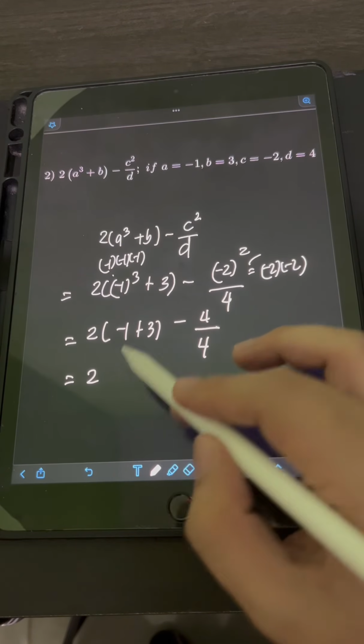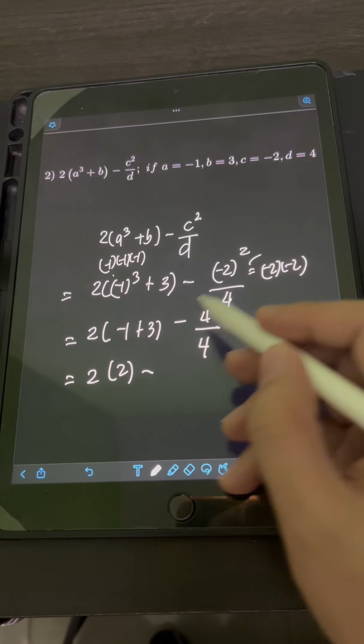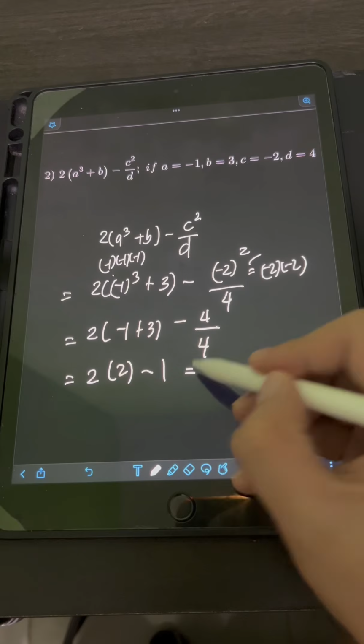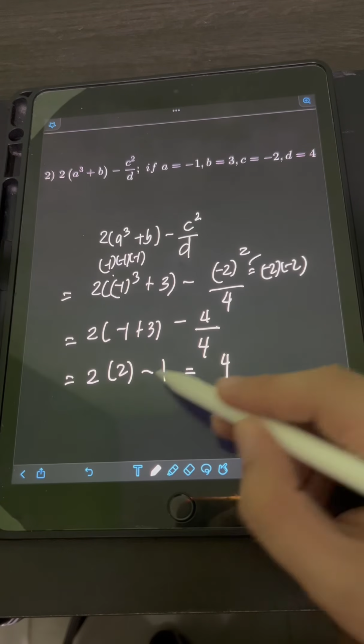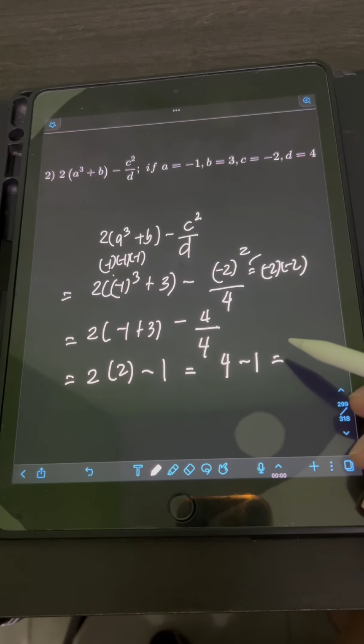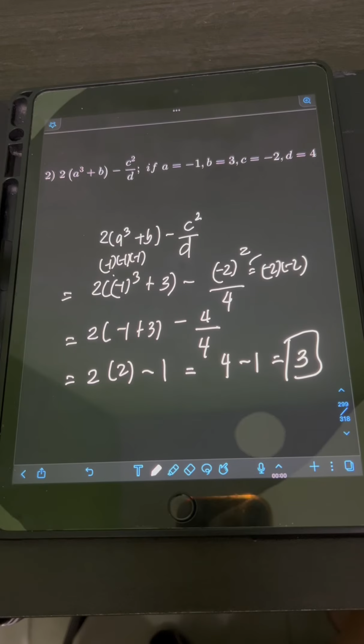So we have 2 times -1 plus 3, that's equal to 2, minus 4 over 4, or 4 divided by 4, it's 1. So 2 times 2, that's 4, minus 1. So we have 4 minus 1 equal to +3. So the final answer is +3.